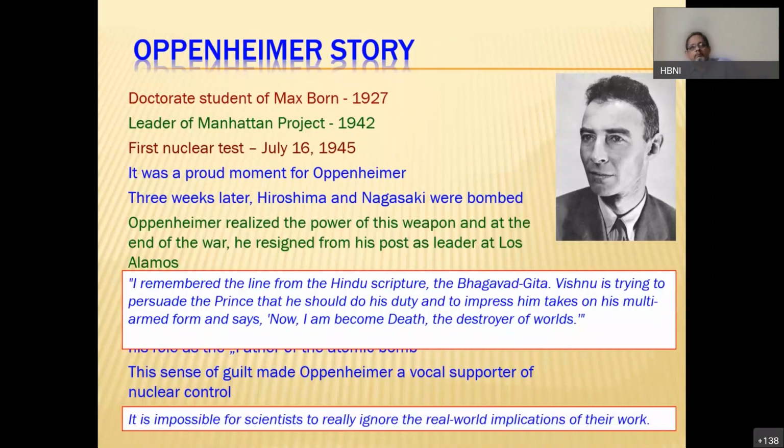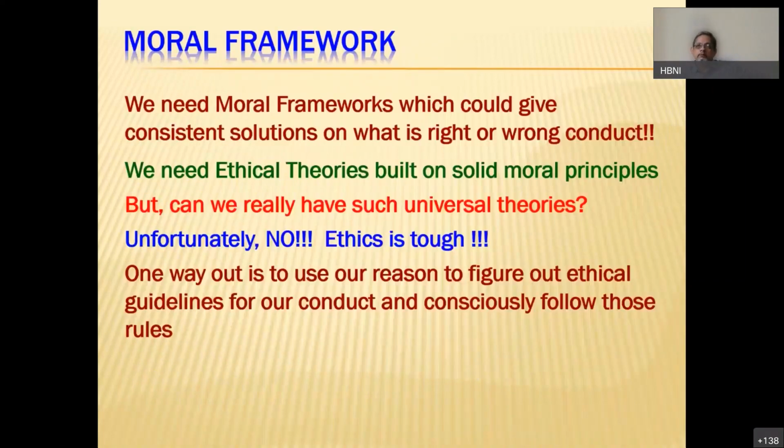So is it really possible for scientists to ignore the real world implications of their work? So this is something which one should talk about. And to help people, one should have what are called moral frameworks, which can give consistent solutions on what is right conduct and what is wrong conduct. So we really need some ethical theories which are built on solid moral principles. But is it possible to have such universal theories? Unfortunately, no, it's not possible.